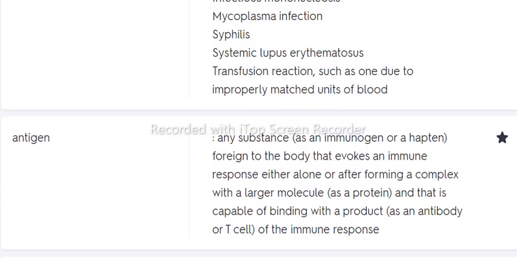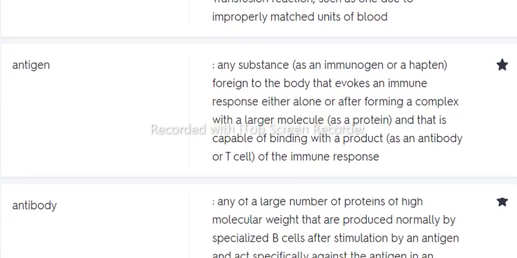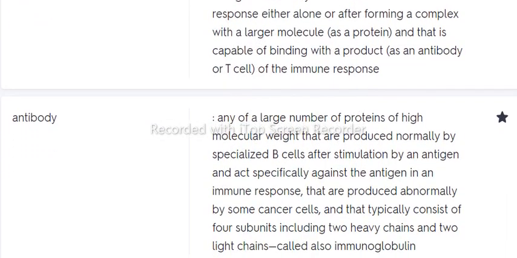Antigen. Any substance foreign to the body that evokes an immune response either alone or after forming a complex with a larger molecule and that is capable of binding with a product of the immune response. Antibody.